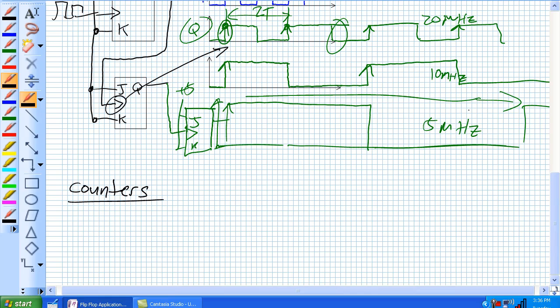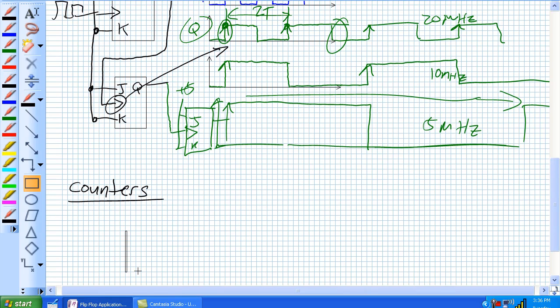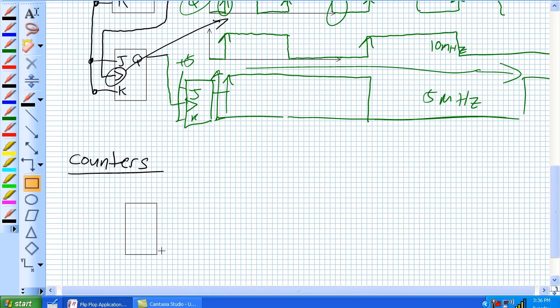Final basic application of a flip-flop is our counters. Remember, the key to counting is remembering where you were. So let's build a basic 2-bit counter. First off, let's just do a JK flip-flop.